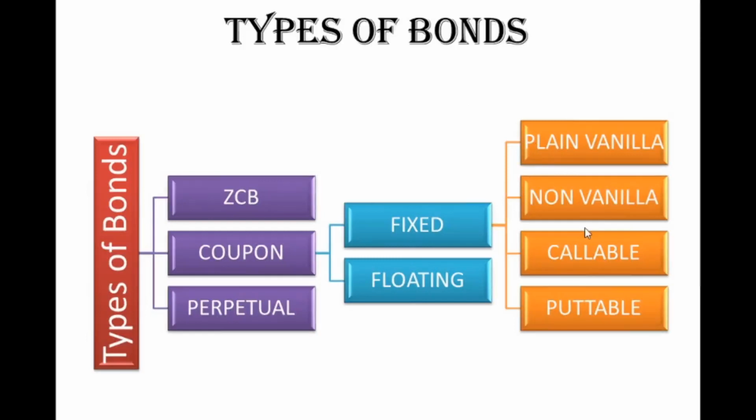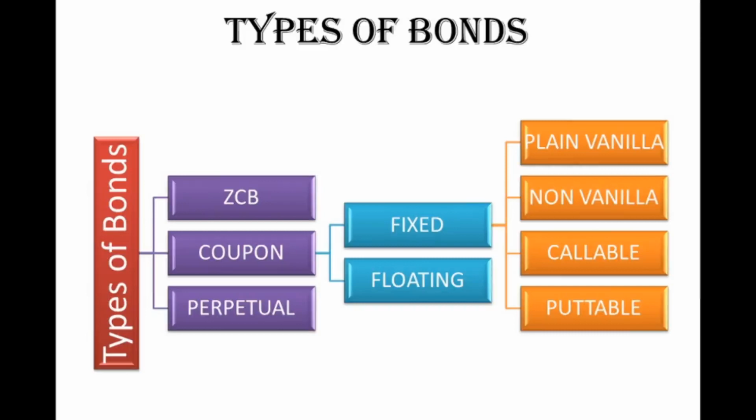Moving on to the different types of fixed coupon bonds. The first one is the plain vanilla. The coupon remains constant in case of plain vanilla. For example, say 10% is the interest rate which is promised to you by the company at the time of issue. They said that they will pay you 10% for a period of 5 years. Then for the 5 years constantly they are going to pay you 10%. That is plain vanilla.